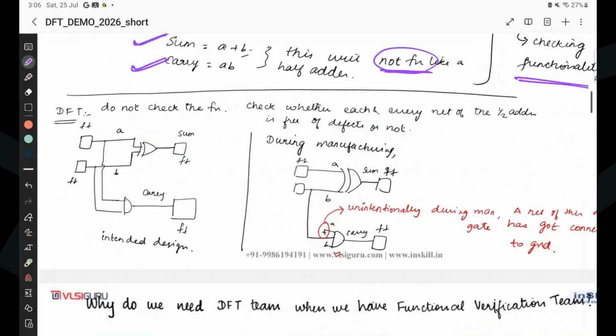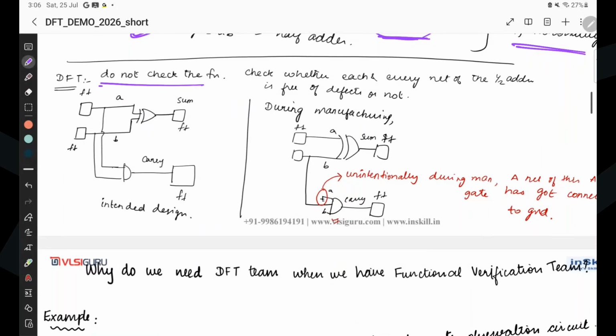Now the DFT team, we do not check the functionality. We check whether each and every net of the half adder is free of defects or not.